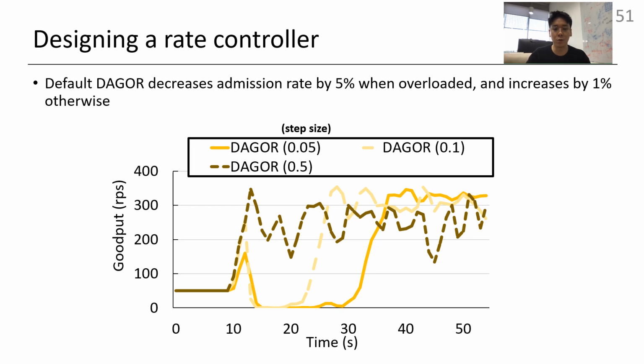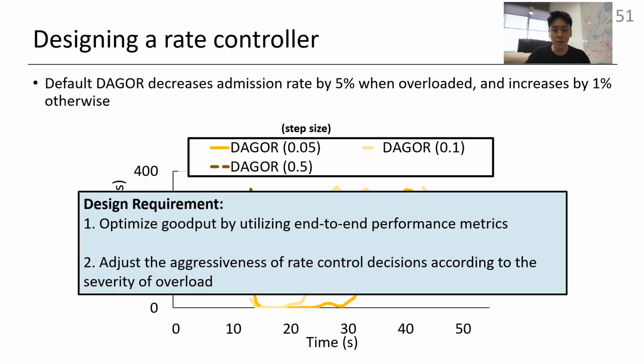The graph shows results while changing the step size parameters of Dagor. When the step size is too small, it wouldn't be able to react fast enough towards severe overloads. Moreover, with autoscalers, it wouldn't be able to increase the rate fast enough even after the additional resources are allocated. On the other hand, when the step sizes are too big, the final values wouldn't converge. So we want to build a rate controller that can optimize throughput by utilizing end-to-end performance metrics, and also that can adjust the aggressiveness of rate control decisions according to the severity of overload.